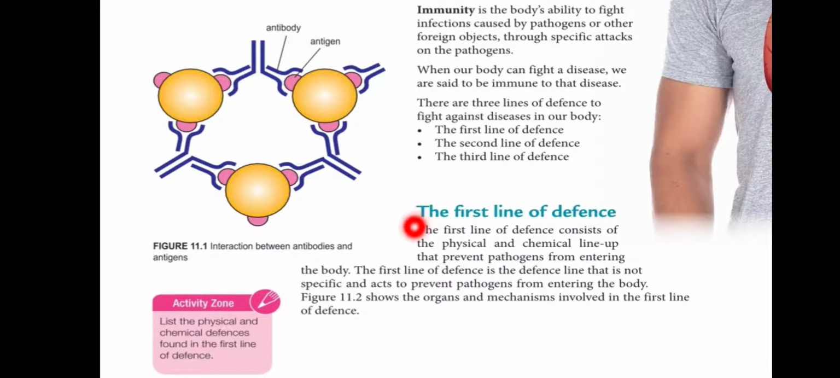Okay, so the first line of defense consists of physical and chemical barriers that prevent pathogen from entering the body. So ingat di sini first line ini adalah untuk supaya pathogen itu tidak berjaya masuk ke dalam badan kita. Okay, so dia boleh physical ataupun chemical. So di sini kamu kena ingat the first line of defense is not specific. Maksudnya dia tidak spesifik. Dia sama sahaja, pertahanan dia sama sahaja untuk semua jenis pathogen.